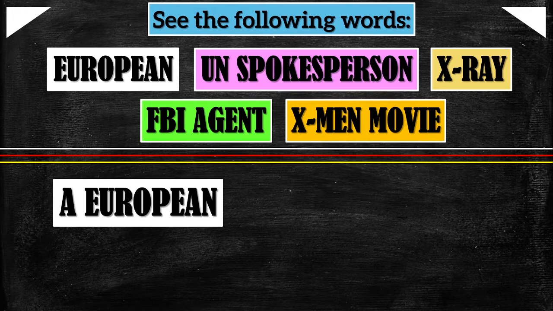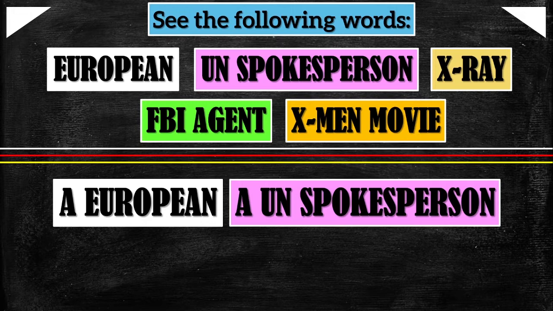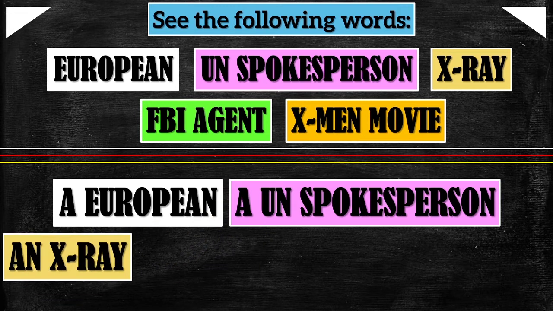You have a European. Now, when you look at the word European, it begins with the letter E, but the sound there is the sound Y, which is a consonant sound. So based on the rule that the indefinite article a precedes a consonant sound, we have a European, not an European. Let's see the rest of the words. A UN spokesperson. When you look at the word UN, it begins with a consonant sound, even though it begins with a vowel letter. So you will have a UN spokesperson, an X-ray, not a X-ray.